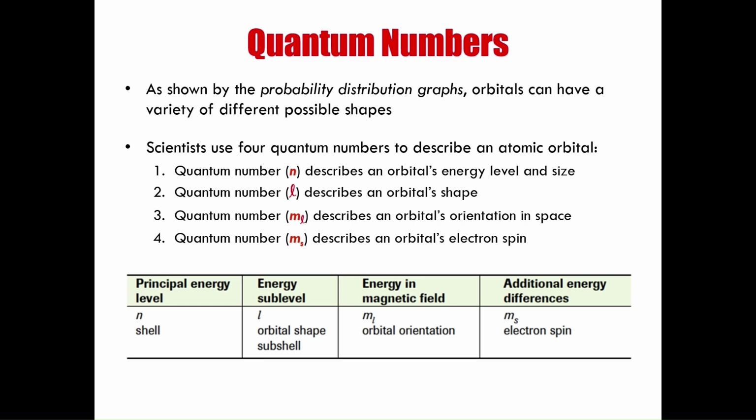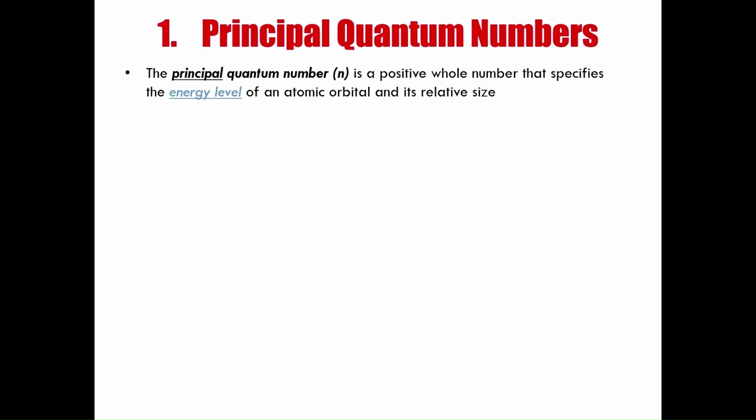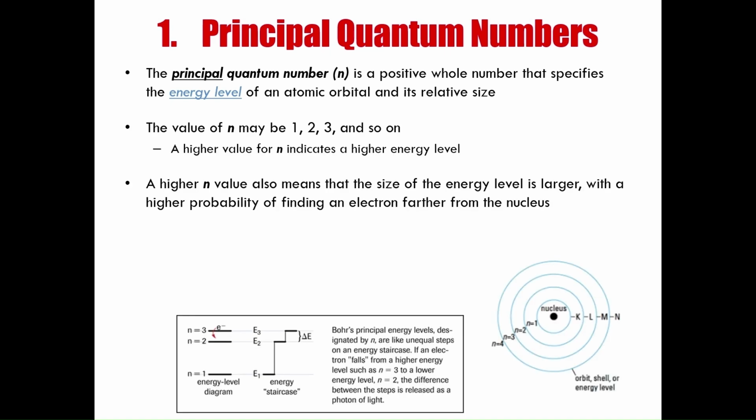All right, let's break down each one of these quantum numbers individually. The first quantum number is actually quite basic. It's called the principal quantum number. Again, it's symbolized by lowercase n, and it's always a positive whole number. What it specifies is the energy level of the atomic orbital and its relative size. The higher the number, the greater the energy level, which would mean that you have a larger electron wave or orbital size. So essentially what this is telling us is where we're likely to find the orbital that we're describing.